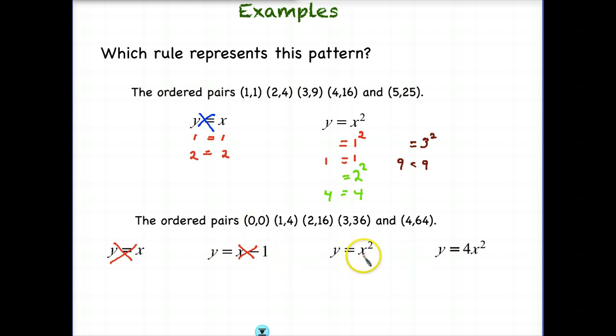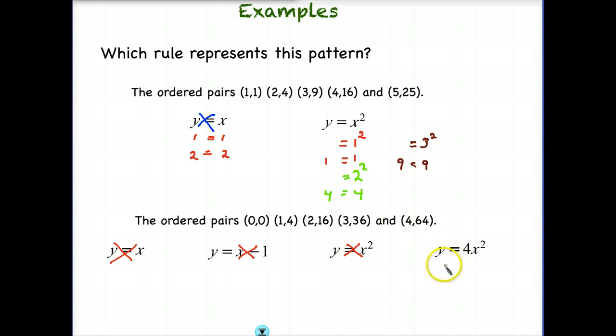Let's look at our third rule here. If I take a 0 and plug it in, well, 0 squared is in fact 0, so that works. Let's try the next point. Let's plug in a 1 for x. 1 squared is 1, not 4, so this one doesn't work. It looks like this last rule is probably going to be my answer, but let's just make sure. We need to test it.